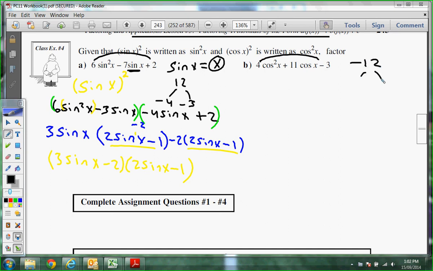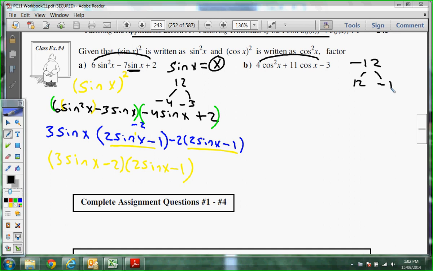All right, what factors of negative 12 can break this down? Davin, what do you think? Factors of negative 12 that'll give me 11. So factors of 12 that are 11 apart. 12 and 1. Since 11's positive, the 12's positive. So we're 12, negative 1.